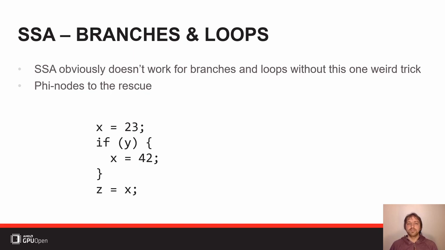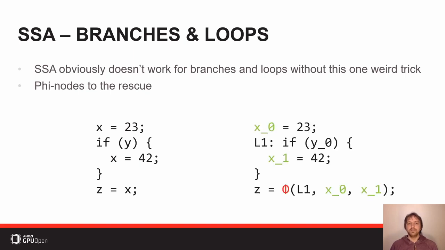SSA form solves this by introducing phi nodes. Phi nodes are virtual instructions that really don't have any corresponding instruction in hardware or in assembly language, that say at this point the value that you take should be one of those input values depending on where the program came from in control flow. Right? As you can see there on the right, that allows you to maintain the invariant that every variable is only assigned to once, even in this case.